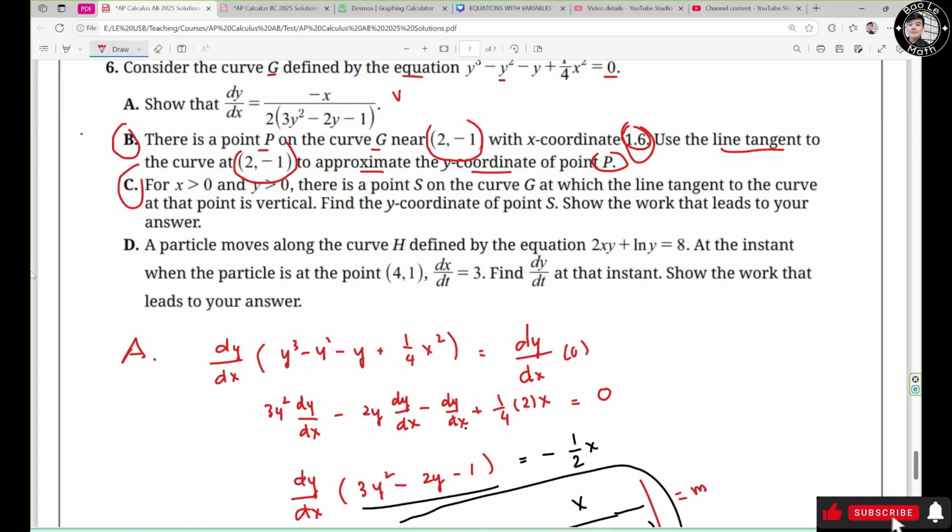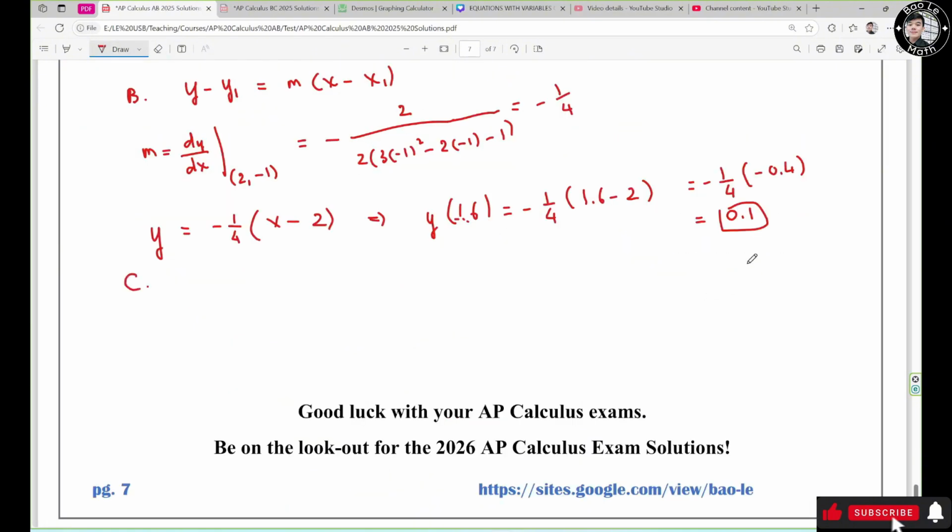Question C. For x greater than 0, y greater than 0, there is a point S on the curve G at which the line tangent to the curve at that point is vertical. Find the y coordinate of the point S. Alright, in order to do this one, we're going to use the Christmas tree trick. If the tangent line is going this way, the slope is positive. If the tangent line is going down this way, the slope is negative. If the tangent line is horizontal, the slope is 0. If the tangent line is vertical, the slope is undefined, right? So, in this situation, the slope should be undefined, where the tangent line is vertical, right?